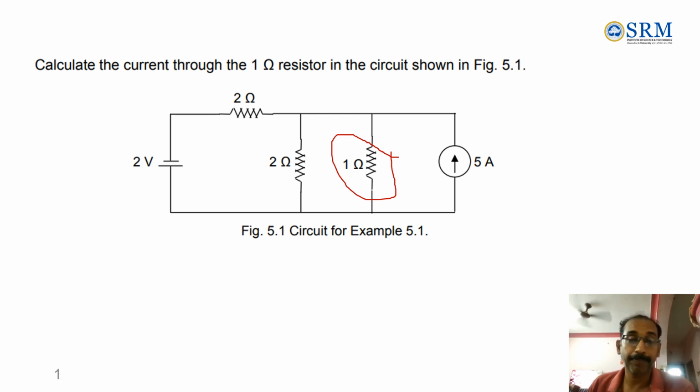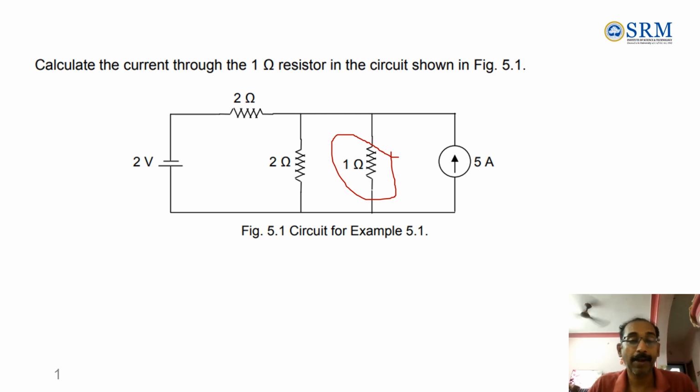So now the question is to calculate the current flowing through this 1 ohm resistance. First we have to take the sources one by one. If you take case 1 as the 2-volt source, this current source has to be removed from the circuit. How do you remove it? Always the current sources have to be opened. The voltage source has to be shorted.